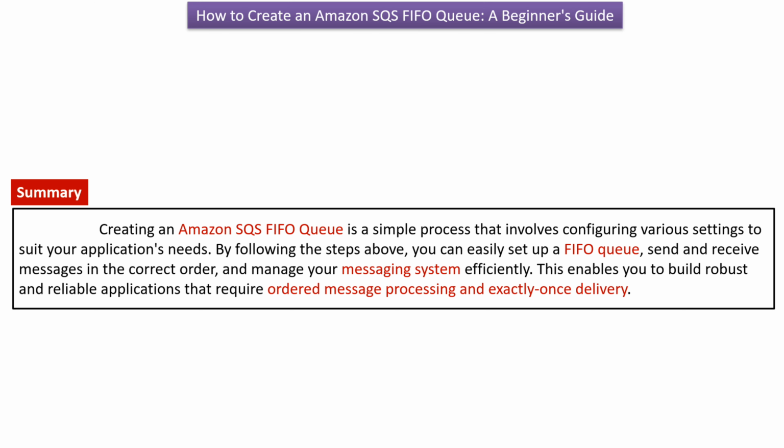Creating an Amazon SQS FIFO queue is a simple process that involves configuring various settings to suit your application needs. By following the steps, you can easily set up a FIFO queue, send and receive messages in the correct order, and manage your messaging system efficiently. This enables you to build a robust and reliable application that requires ordered message processing and exactly once delivery.